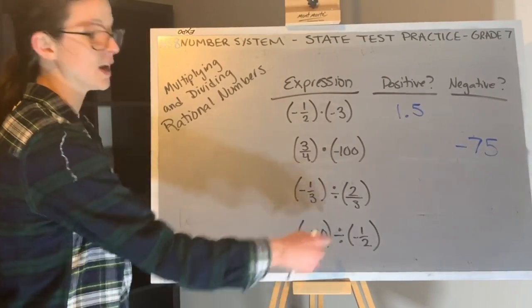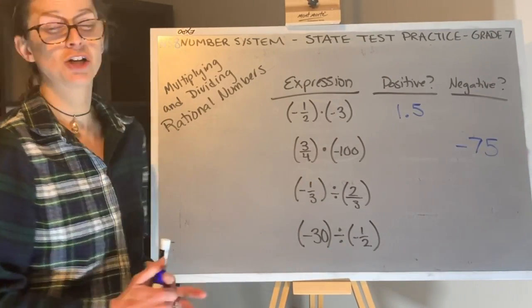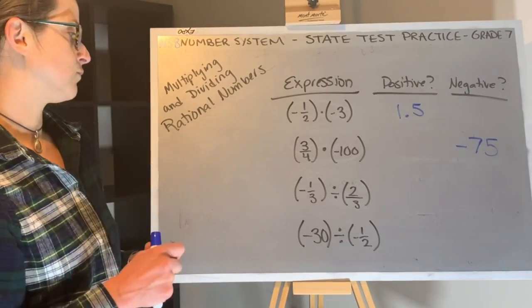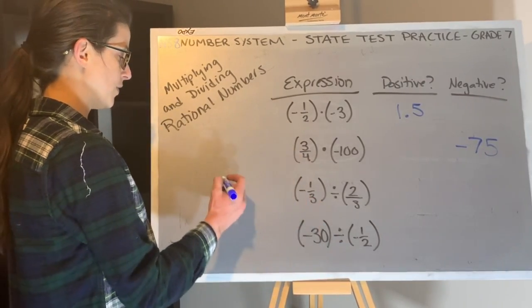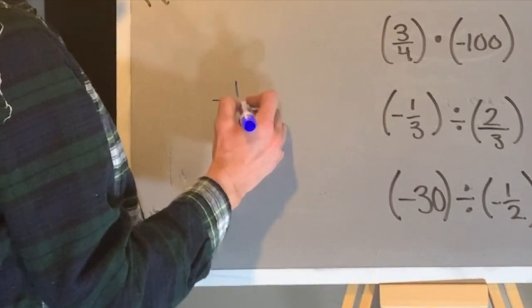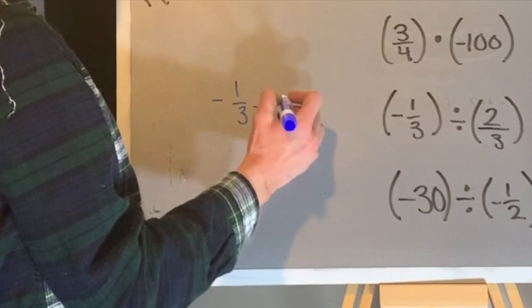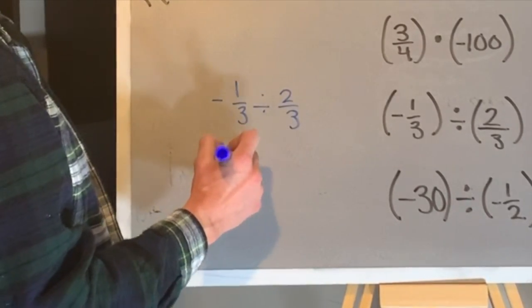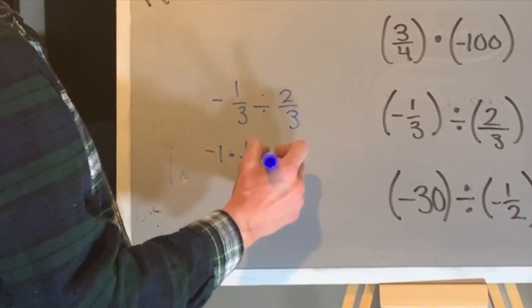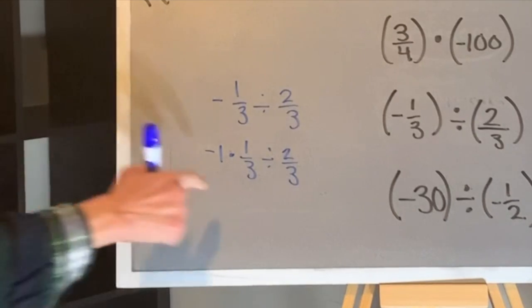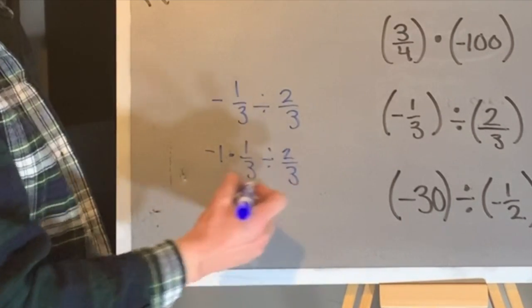Okay, next situation, now we're looking at division. Division and multiplication respect the same properties and rules. So here we have -1/3 divided by 2/3. I can rewrite -1/3 as -1 times 1/3 divided by 2/3. And instead of dividing by 2/3, I can multiply by the reciprocal.